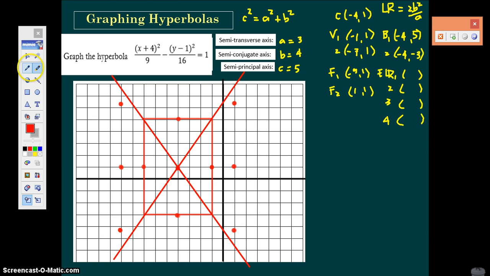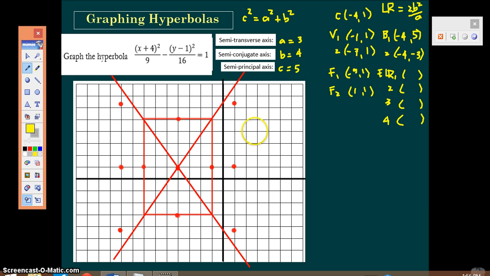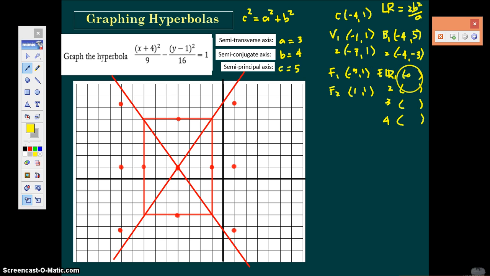Okay, now the coordinates of these points have the same x coordinate as the foci. So we just copy negative 9 here, and the other is 1. About the y coordinates, the y coordinate would be 16 over 3 above this point. So 16 over 3 plus 1 would be 19 over 3. It's the same in the other side, 19 over 3 on the right side.